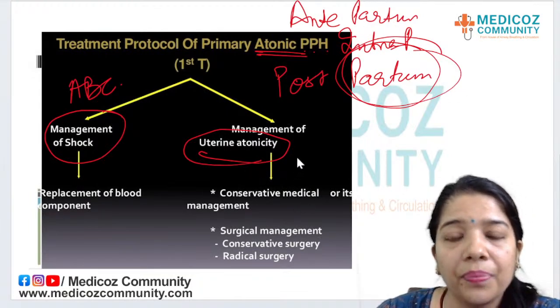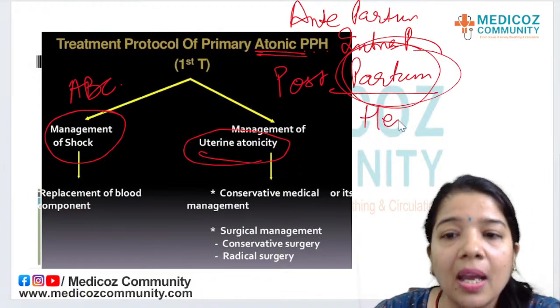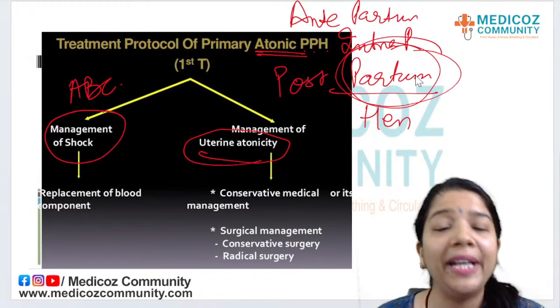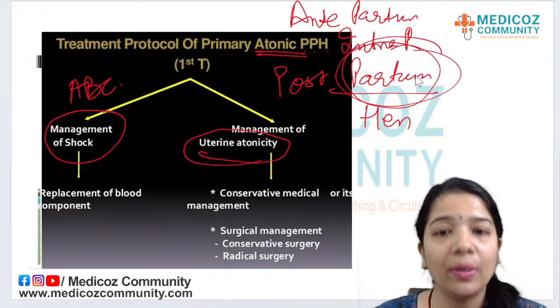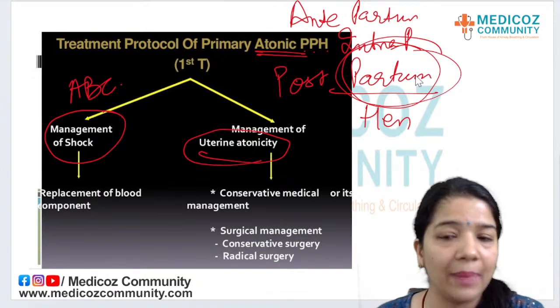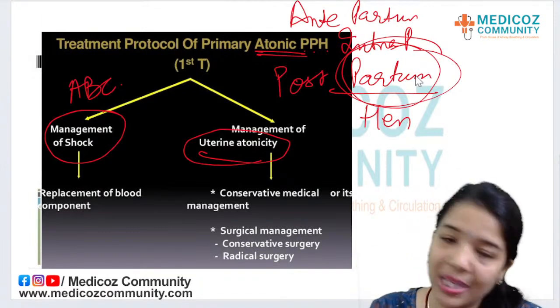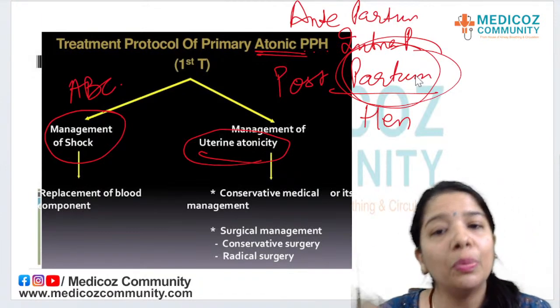And postpartum hemorrhage means that after delivery she has a lot of bleeding. And how much bleeding? That's what I told you, more than 1000 ml. Then you label that patient as PPH. Okay. So how do you manage this?